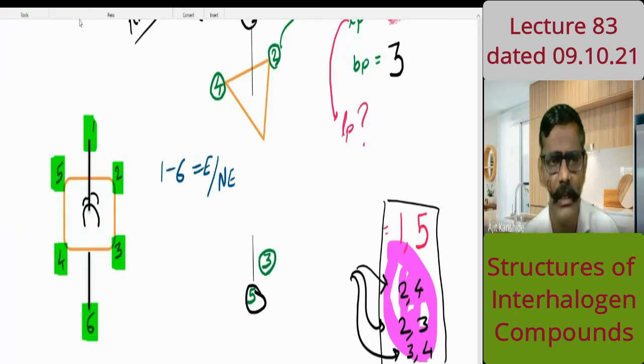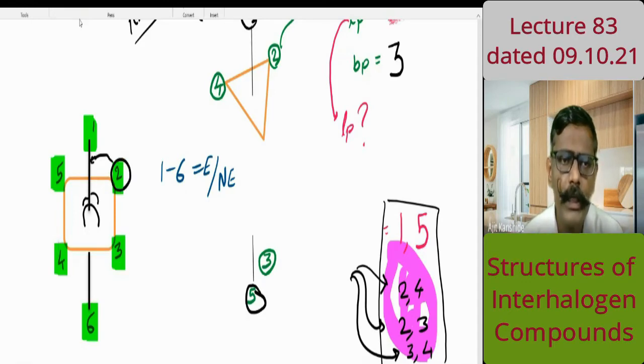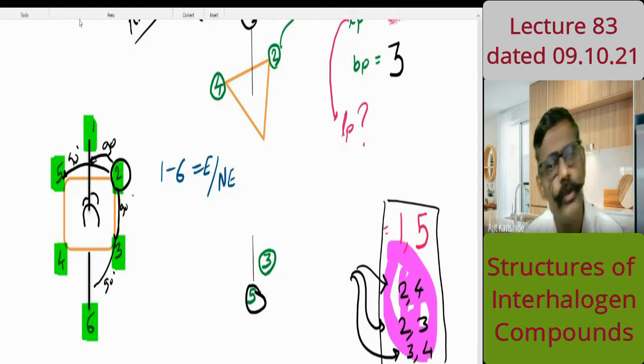Let me consider position number 2. With position number 1 it will make a 90-degree angle. With position number 3, it will make a 90-degree angle. With position number 5, 90-degree angle. With position number 6, 90-degree angle. So your answer is right.